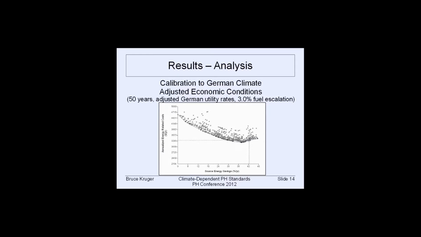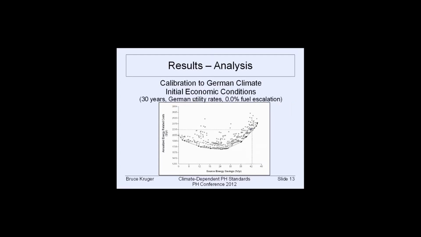Can you say what the base case was? The base case for that last track. Extraordinary savings percent a year over what base? I'm sorry, I don't understand. What's the reference case? Oh, I see. So you're asking about the horizontal axis, source energy savings?